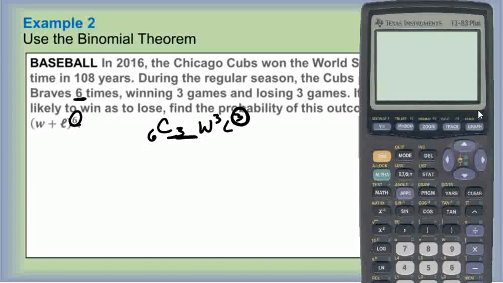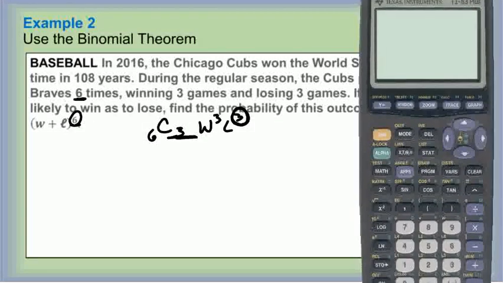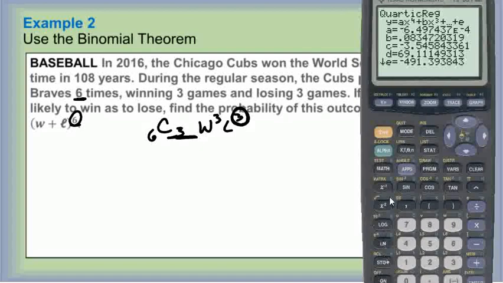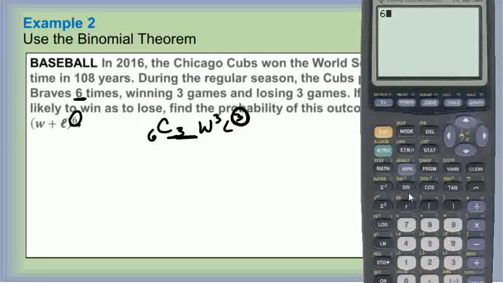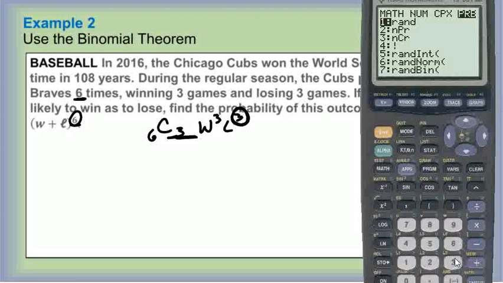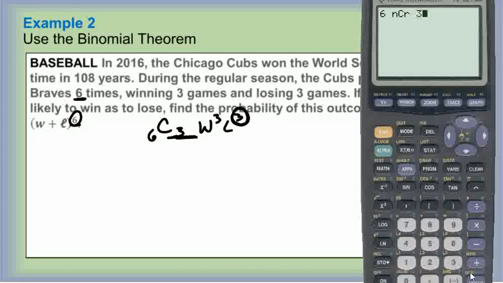If I go to my calculator and do 6 math, go over to probability, number 3, the nCr, that's choose, and hit 3, the coefficient is 20. So I'm looking at 20 W cubed L cubed. That's the term I'm going to look at.